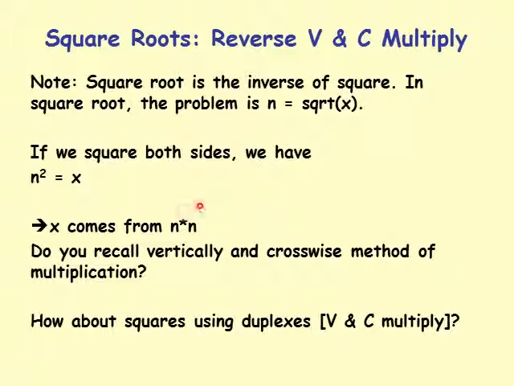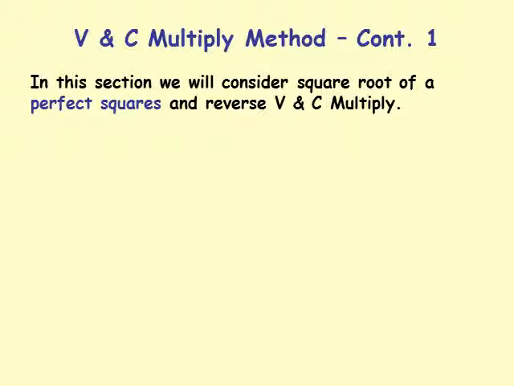And how do we compute n times n? We remember the vertically and crosswise multiplication. We will use vertically and crosswise multiplication to compute n times n. And how about squares using duplexes? We have also computed squares before using duplexes, which is also vertically and crosswise multiplication. In this section, we will consider square roots of perfect squares only and reverse that using vertically and crosswise multiplication.